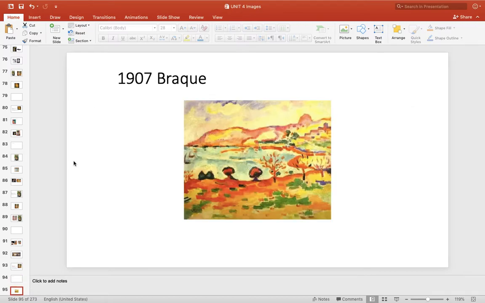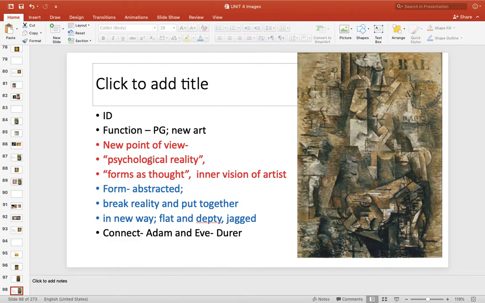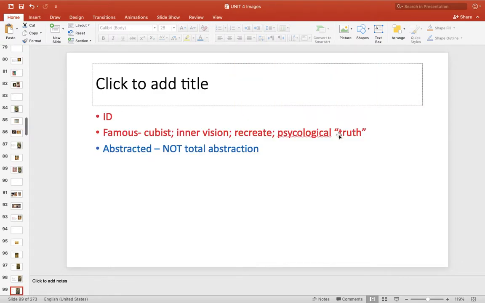This leads to Cubism. Braque is his partner. This is the Portuguese. This is analytical Cubism, same thing as Ladies of Avignon. Inner vision of the artist, a new point of view, a psychological reality. It's abstracted, put together. That's actually supposed to be a Portuguese guy put together in a Cubist way.